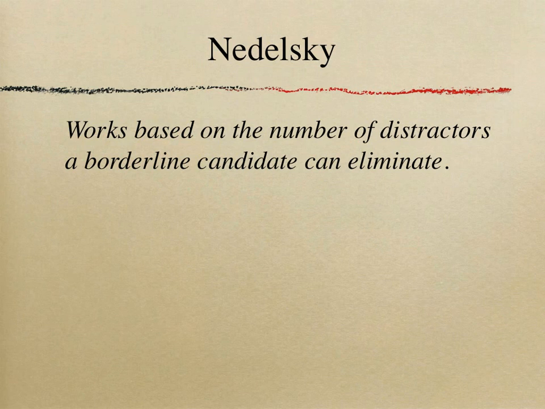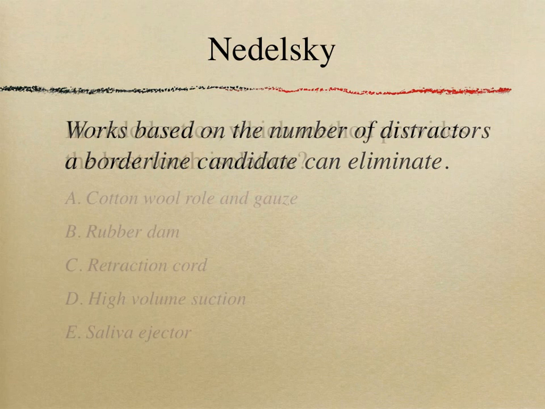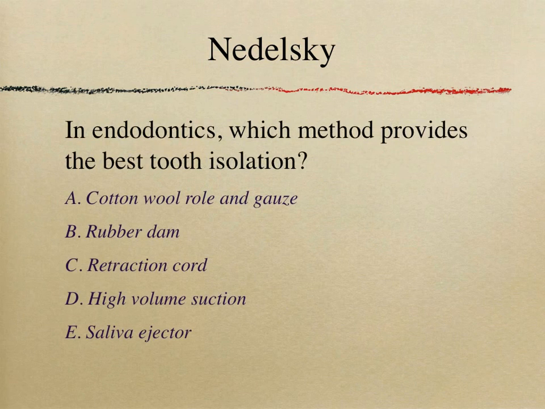Now, to start with, I'm going to start with the Nedelsky method of standard setting, and this method is essentially based on the number of distractors a borderline candidate can eliminate. I will just explain that with an example. So just imagine you've got a single best answer or a multiple choice question, and it says, in endodontics, which method provides the best tooth isolation? Now remember, again, you have to put yourself in the shoes of a borderline candidate. That's just the minimally competent student who you're going to allow to go through. So he's not the brightest, he's not average, he's just a borderline candidate.